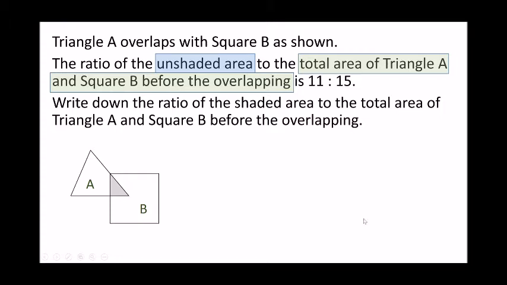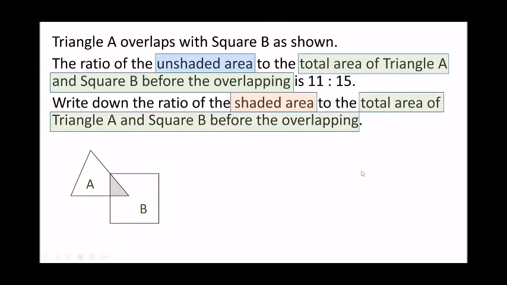What is the question asking for? It is asking for the ratio of the shaded area to the total area of triangle A and square B before the overlapping. Now, we already know that this is 15 units according to what the question gave us. So all we need to do now is to find the number of units for the shaded area.